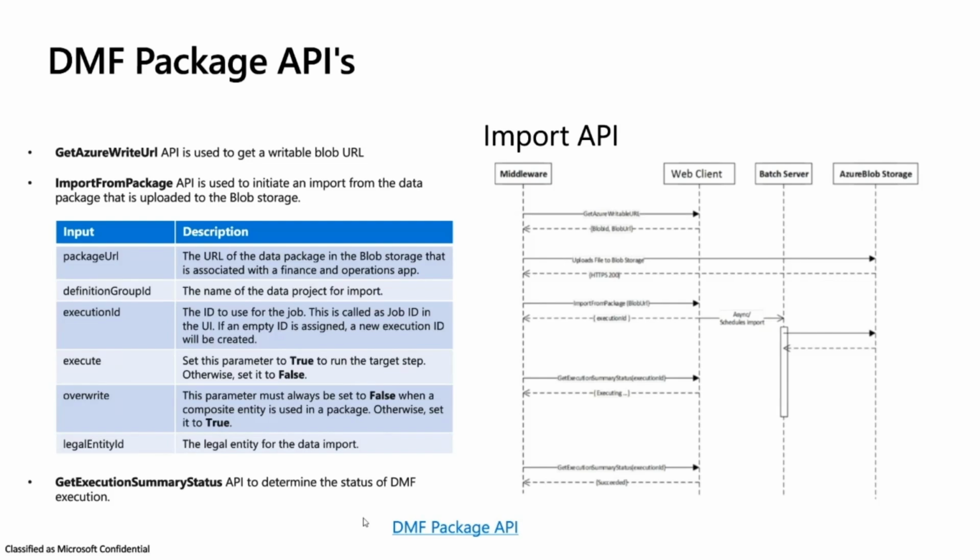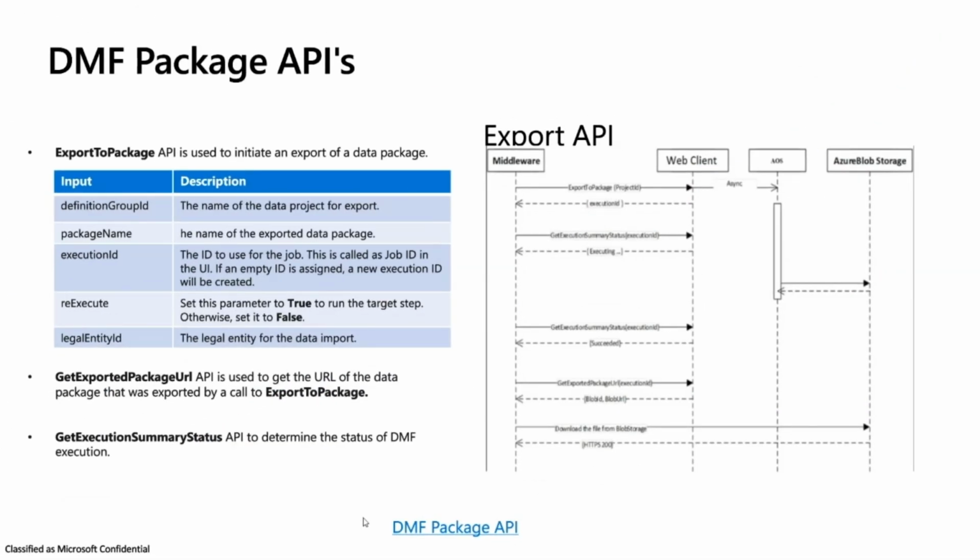Once this import is running, it is recommended to make use of the get execution summary status API to check the status of that data project before you send the next one. So this is typically the import API flow. Moving on to the export API. Here you directly call the export to package API, with an almost similar set of parameters to those we defined in the import APIs. So you have your data project, your package name, your execution ID, re-execute, and legal entities.